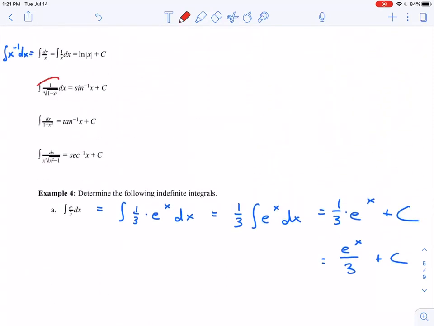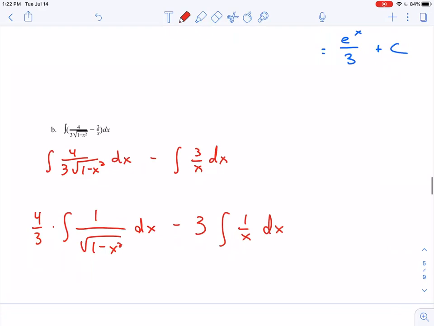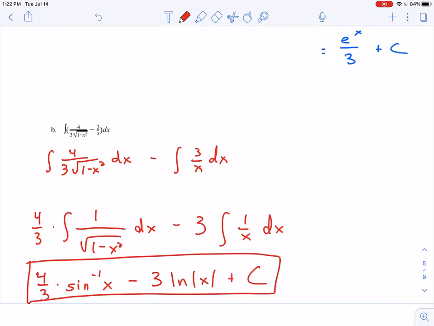We know that the antiderivative of that first term is going to be sine inverse of x. The antiderivative of that second term is going to be natural log of absolute value of x. So I should have 4/3 times sine inverse of x minus 3 times natural log of absolute value of x, plus again my constant of integration c. Yes, we still need that here. So this is my antiderivative, my indefinite integral.